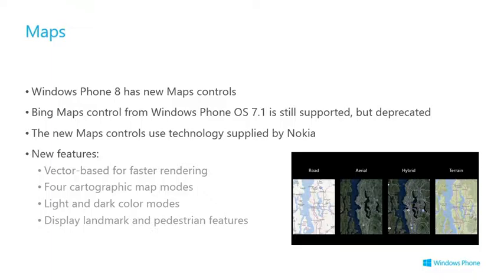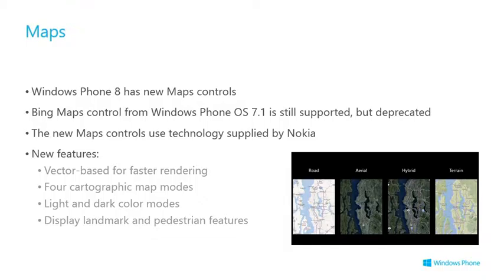The new maps control. Imagine that. Windows Phone 8 has a new maps control. So the Bing maps control from Windows Phone OS 7.1, if you've used that in your existing apps, not a problem. It's still supported. Your apps will still run. You can still program it exactly the same way. But you should consider that as deprecated.